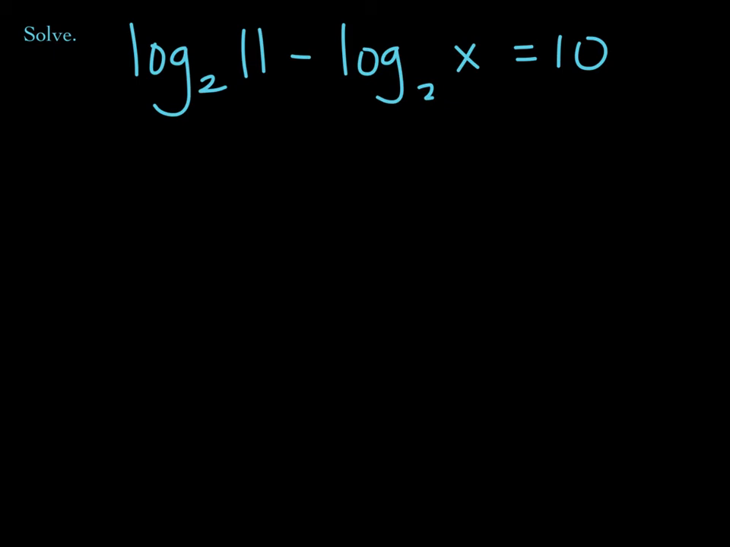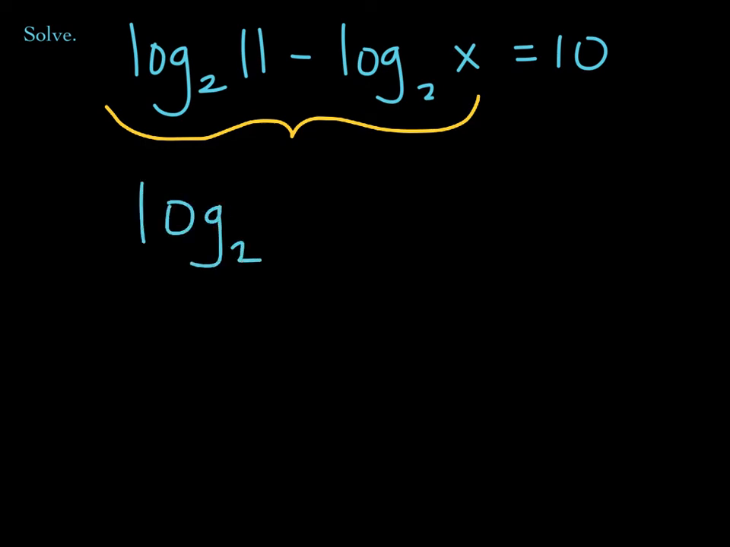Now, I hope you remember the quotient rule for logarithms from an earlier lesson. The quotient rule says that you can rewrite a difference of logs as a single log. The way you do that is 11, which is the first argument, is the numerator of your new argument, and x, which is your second argument, becomes the denominator of this new argument. So that was the quotient rule for logarithms.